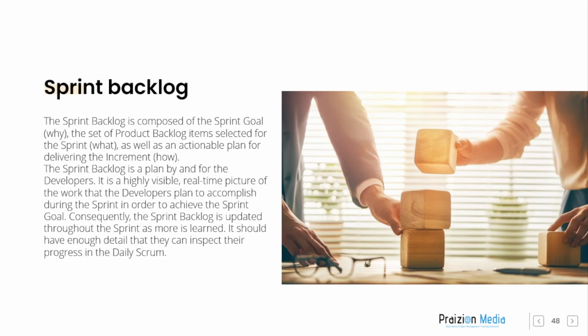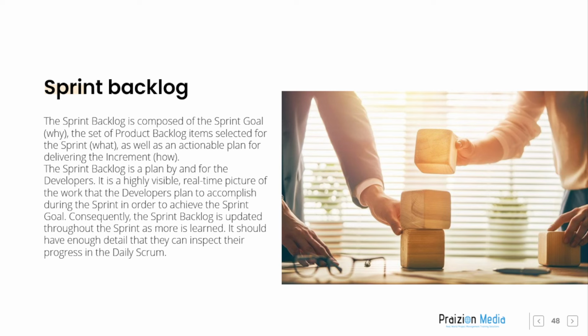Sprint backlog. The sprint backlog is composed of the sprint goal (why), the set of product backlog items selected for the sprint (what), as well as an actionable plan for delivering the increment (how). The sprint backlog is a plan by and for the developers. It is a highly visible, real-time picture of the work that the developers plan to accomplish during the sprint in order to achieve the sprint goal. Consequently, the sprint backlog is updated throughout the sprint as more is learned. It should have enough detail that they can inspect their progress in the daily Scrum.